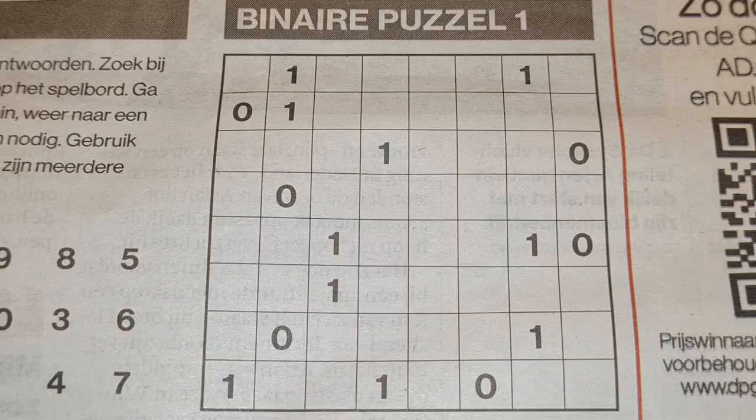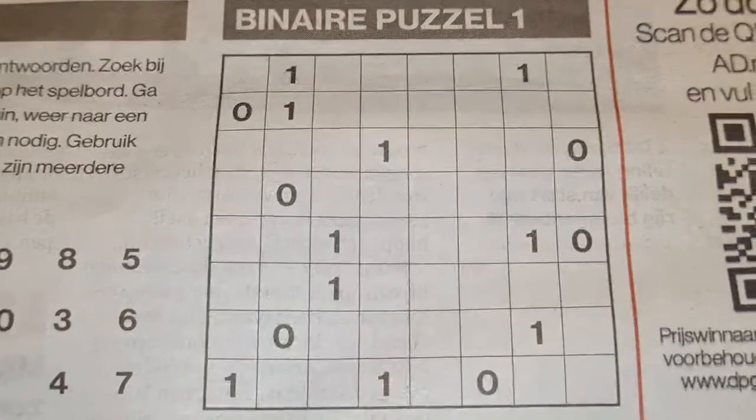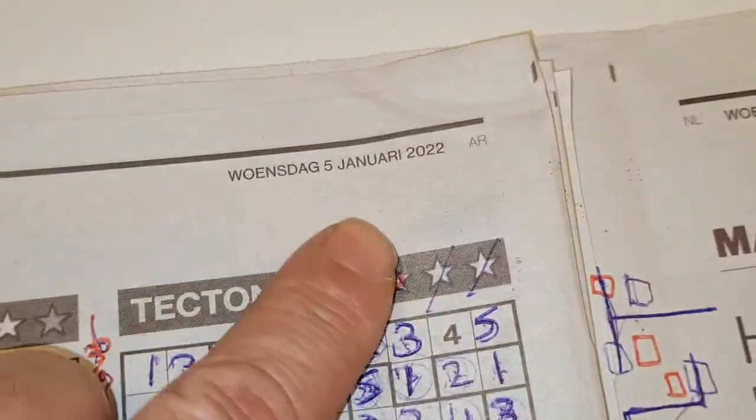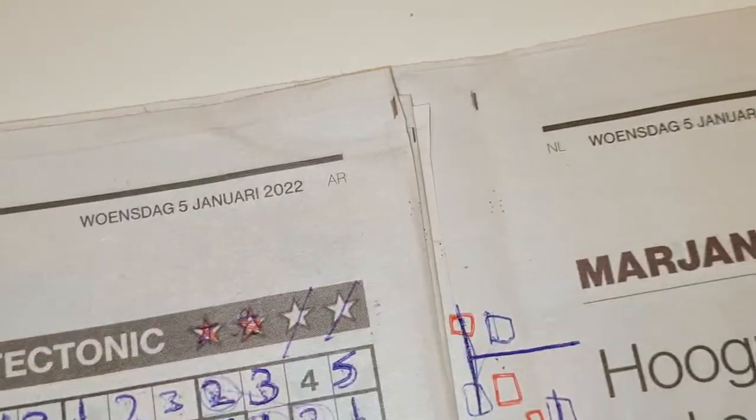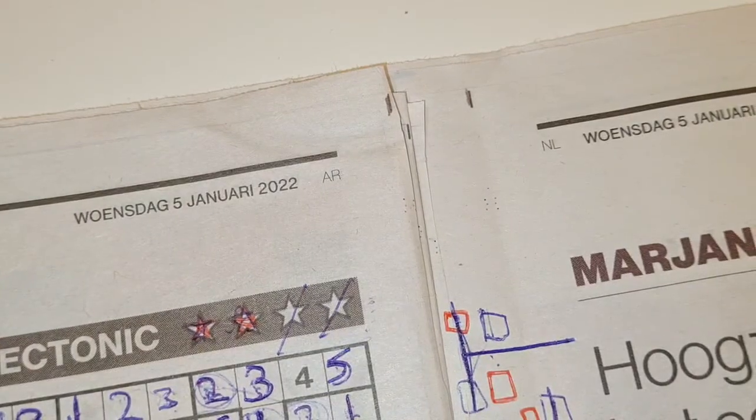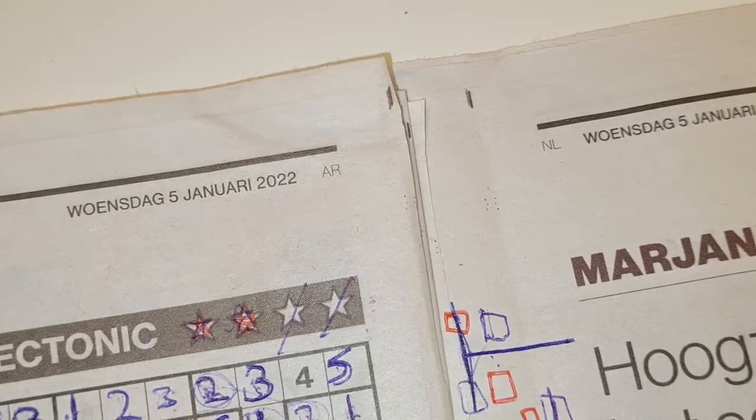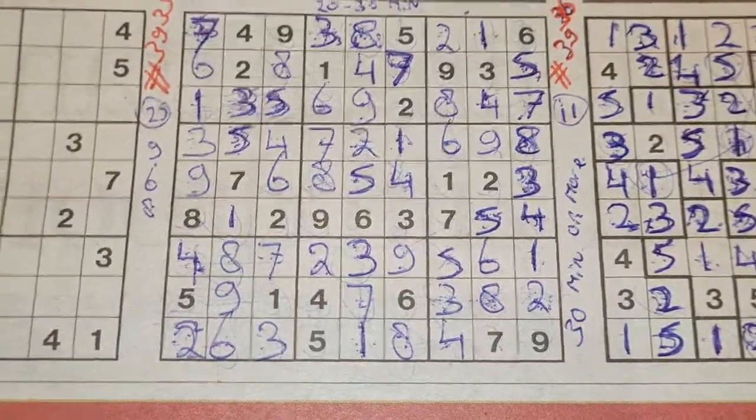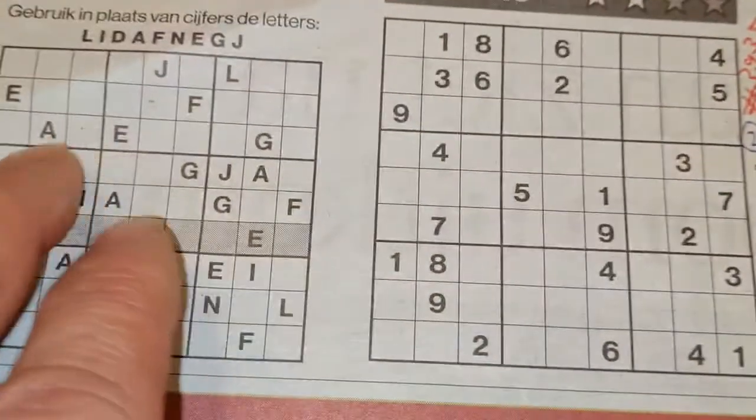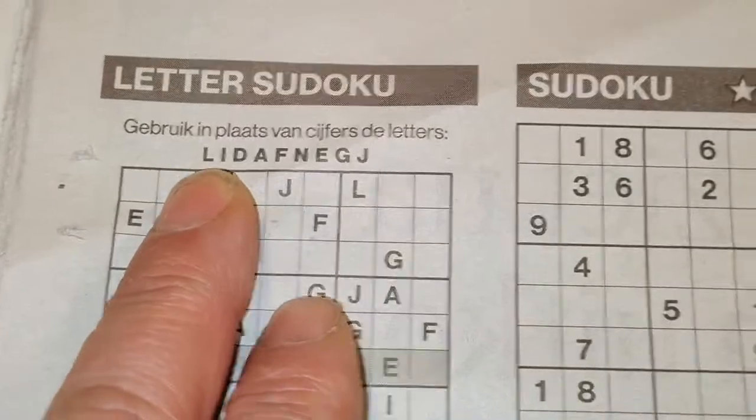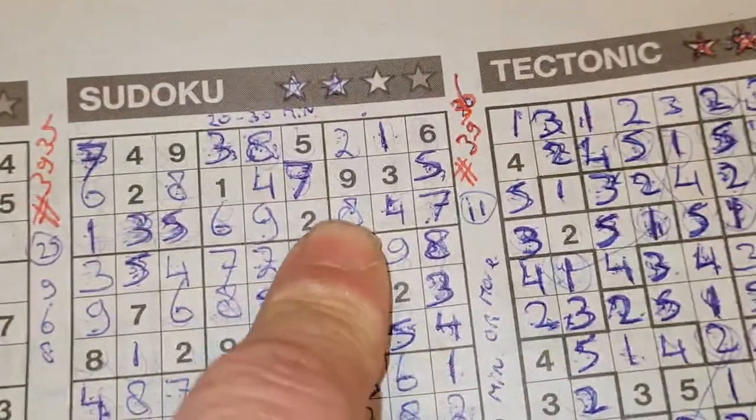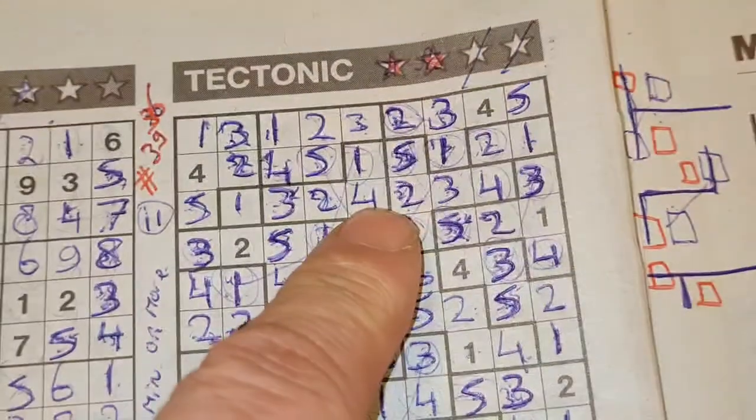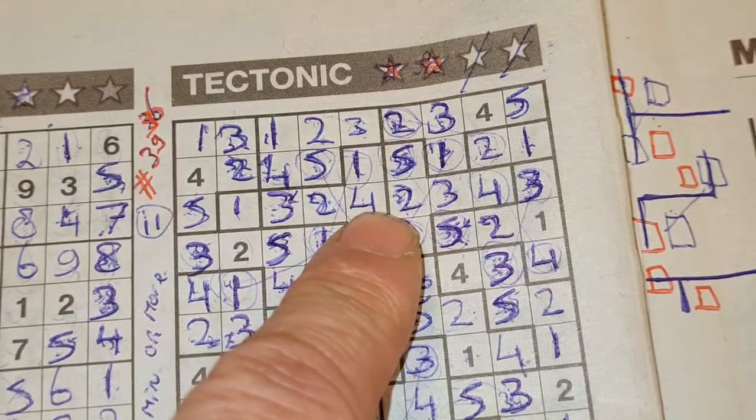Welcome back with the third and last puzzle for today, in this edition of today's newspaper on Wednesday. Yes, it's Wednesday, January the 5th, 2022. And I've told you in this additional half of the puzzles I will solve because we have 6 puzzles. Letter Sudoku, 2 stars, 3 stars Sudoku, tectonic with 4 stars.